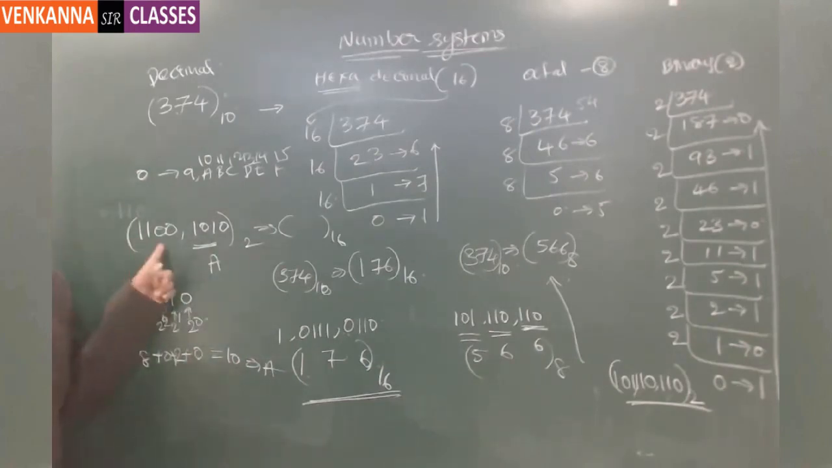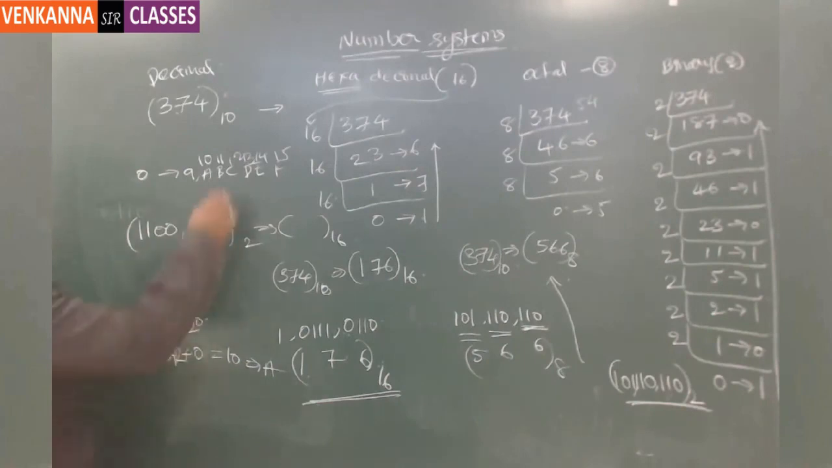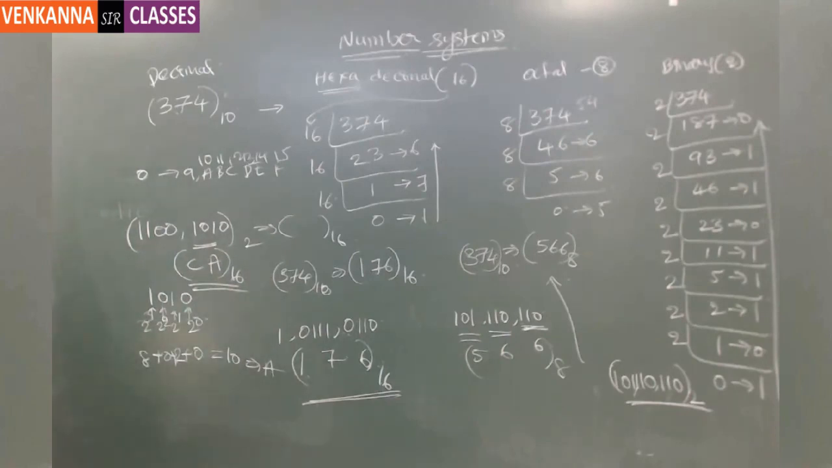And again, this is 1100. If you calculate in the same manner, you are going to get 12. So the 12 equivalent is C. So this is base 16 CA. Got it or not? I hope you understood this concept. From binary, you put a comma after every 4 digits and write the corresponding equivalent of each 4 digits in the hexadecimal format like this. Any other questions?